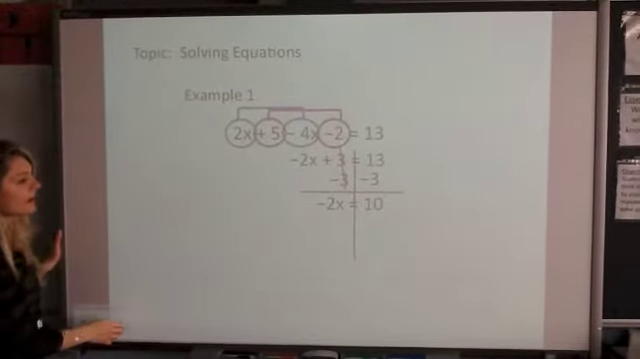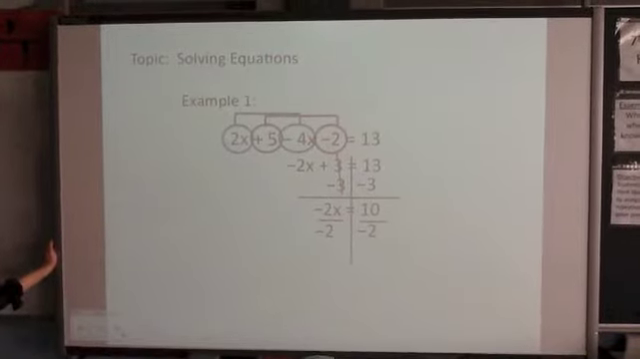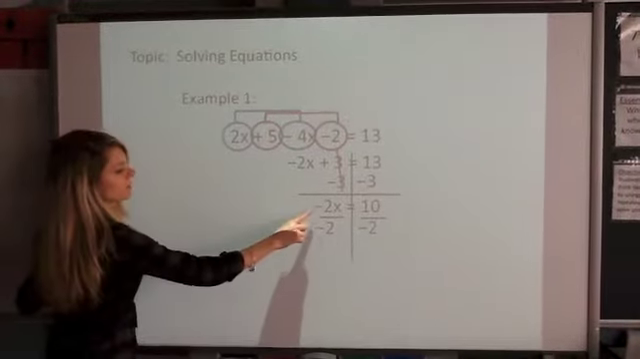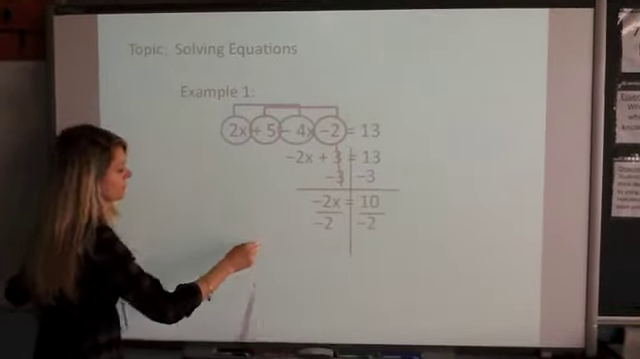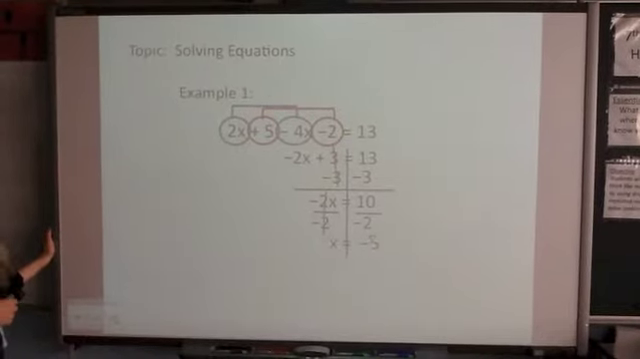So I'm going to divide both sides by negative 2. So 10 divided by negative 2 is going to give us negative 5, and negative 2 divided by negative 2 cancels out to 1. So I have x is equal to negative 5.